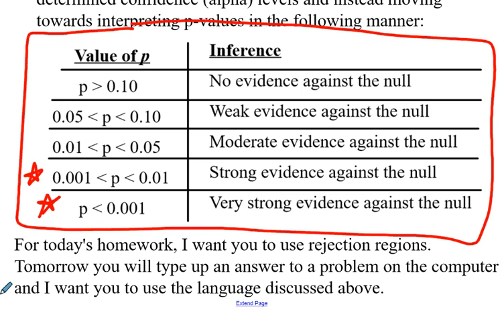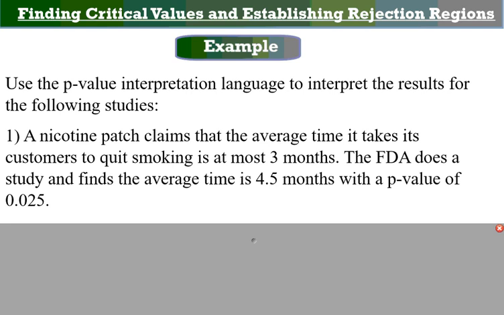For today's homework, I would like you to use rejection regions. Tomorrow, you will type up an answer to a problem on the computer where I ask you to use these interpretations shown in this box right here, and then going forward, I would like you to use these inferences because that's really what people do in real life. To give some practice with it, we're going to do a couple examples.